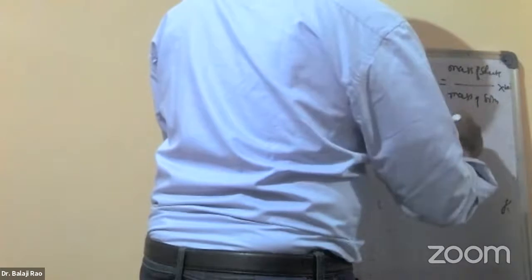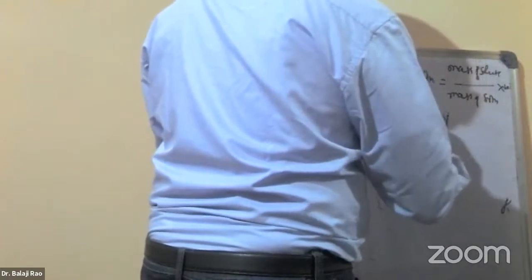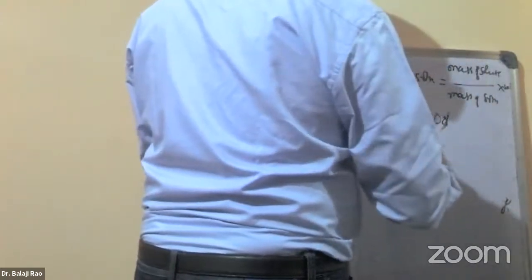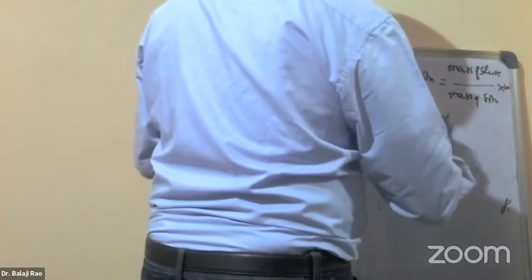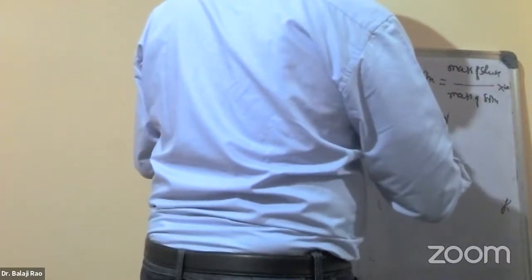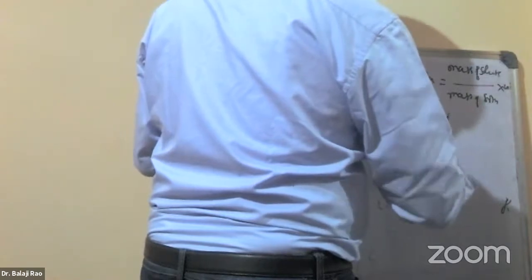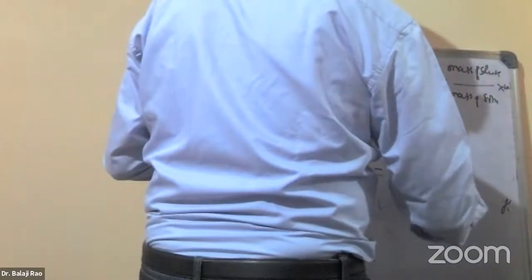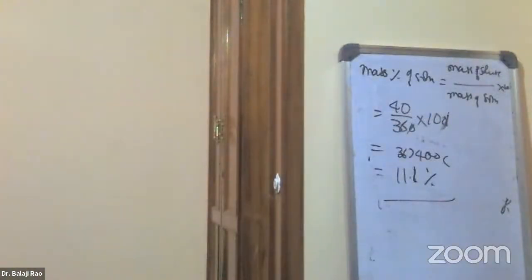So 360, you divide this, you get how much? 400 divided by 36. This is approximately equal to 11.11%. So we can say that the solution is about 11.1% concentrated. You can do the working and check the veracity of this statement.